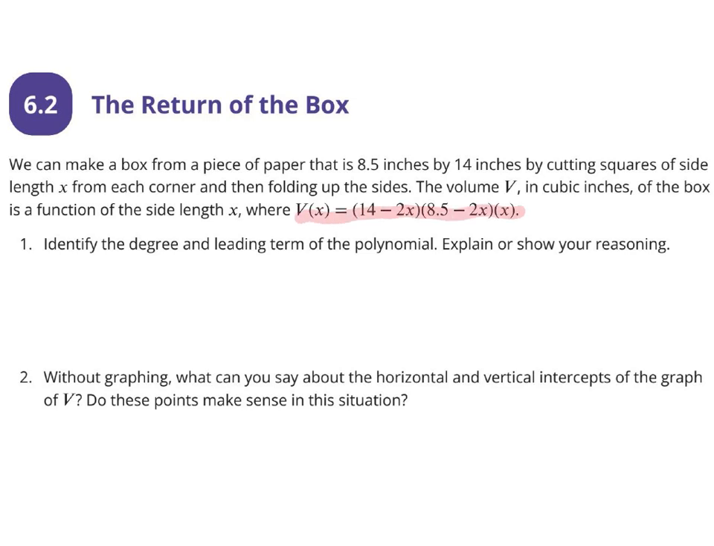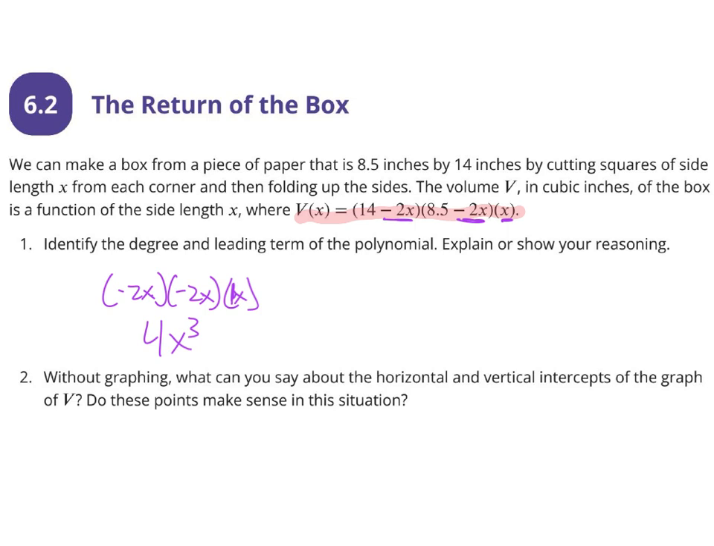Okay, we got dimensions of a cake box here. Identify the degree and leading term of the polynomial is what the question is asking us to do. If we take the negative 2x and multiply it to negative 2x and multiply it to x, that will give us the degree and the leading term. Negative 2x times negative 2x times x. Negative 2 times negative 2 times 1 gives us positive 4. X times x times x gives us x cubed.